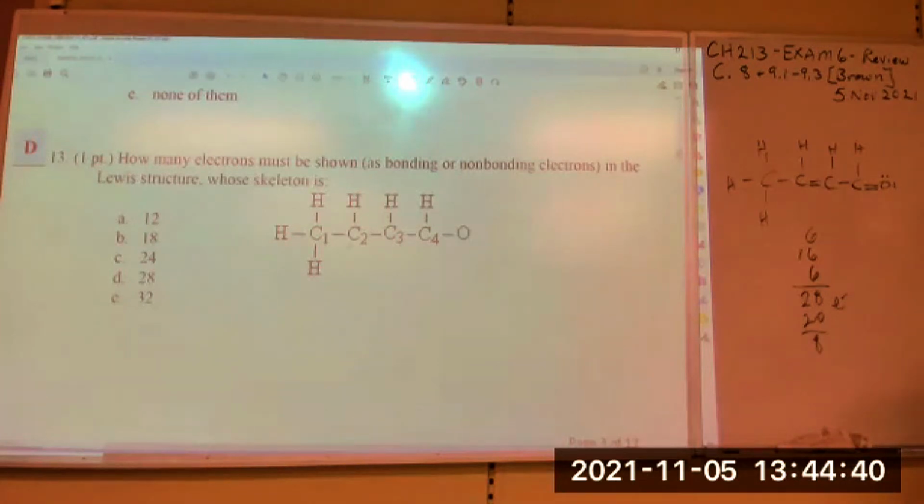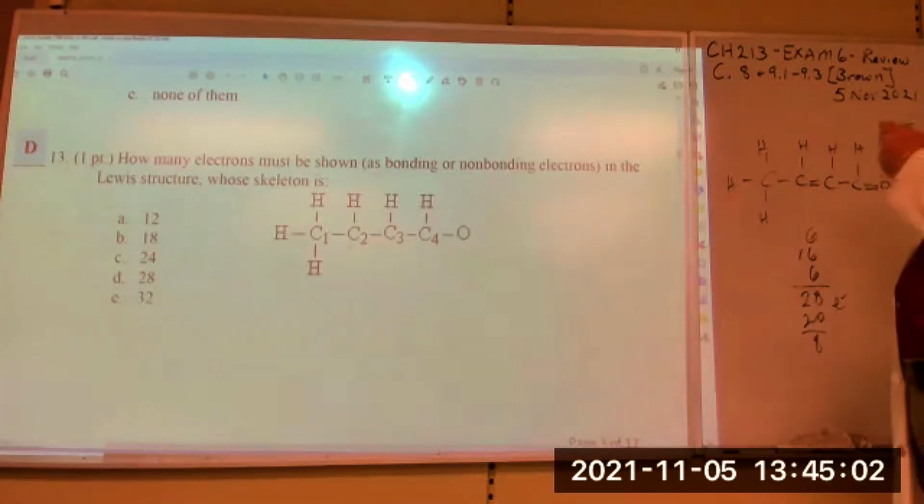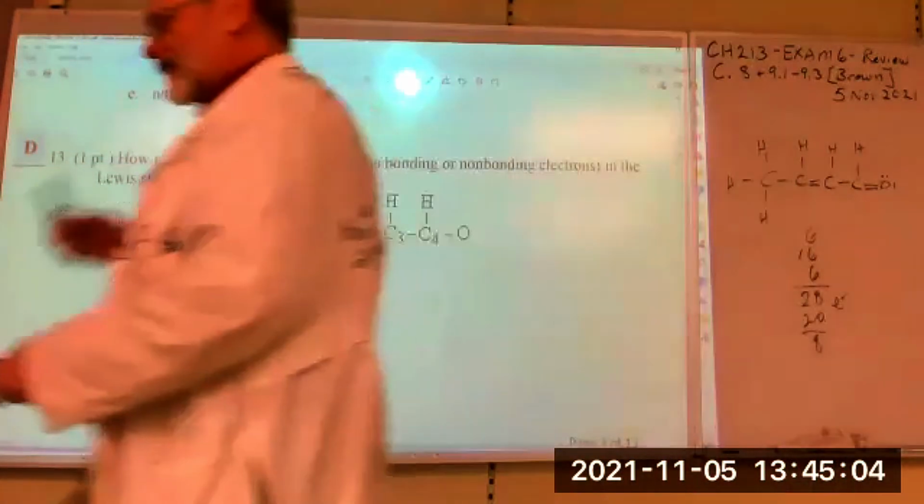Actually, you're getting a little organic chemistry here. All right, so to answer the question, how many electrons must be shown as bonding or non-bonding? Actually, we didn't have to do that. We just need to count up the electrons. And there was 28, correct? I was answering the wrong question. I think there's another question in here that does need that structure.